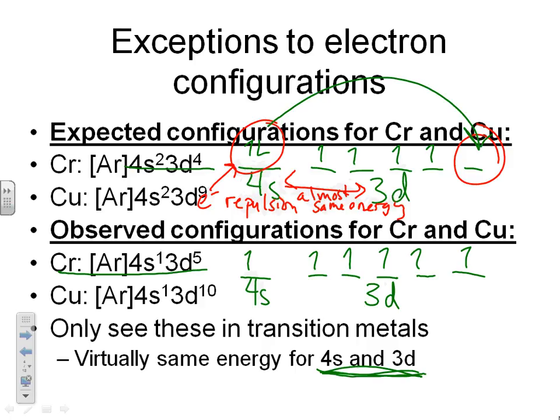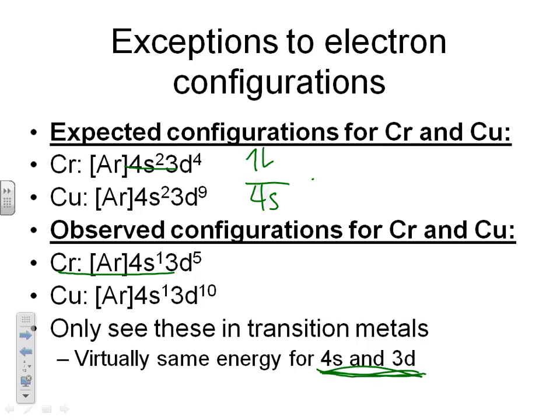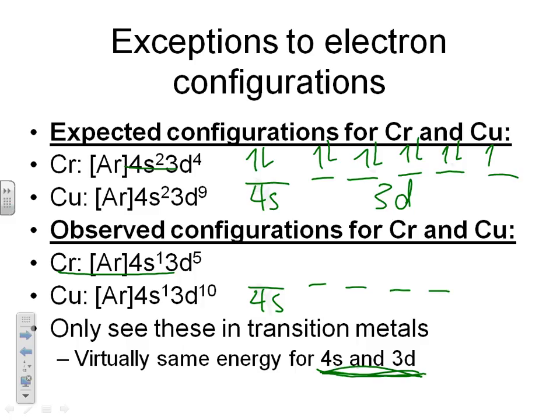Now, in the case of copper, the difference is 4s2 3d9 to 4s1 3d10. We no longer have half-filled orbitals in the case of copper. We have completely filled ones. So we've got 4s. We would think it would be 1, 2, 3, 4, 5, 6, 7, 8, 9. But instead, what we see is 4s1 3d10.